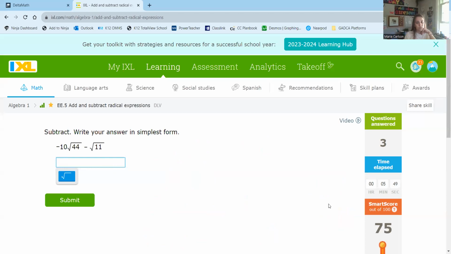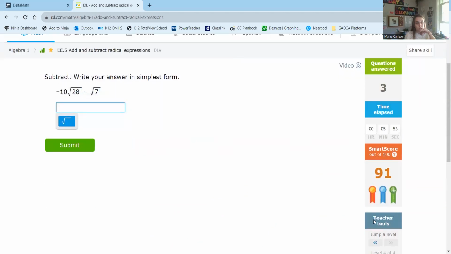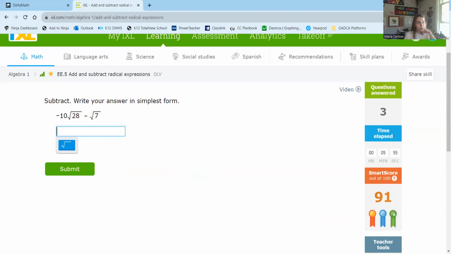Wonderful. All right, let's see if they give us any variables. Does not look like it. Okay, let's try this one. This will be our last one. We have -10 square root of 28 minus square root of 7.